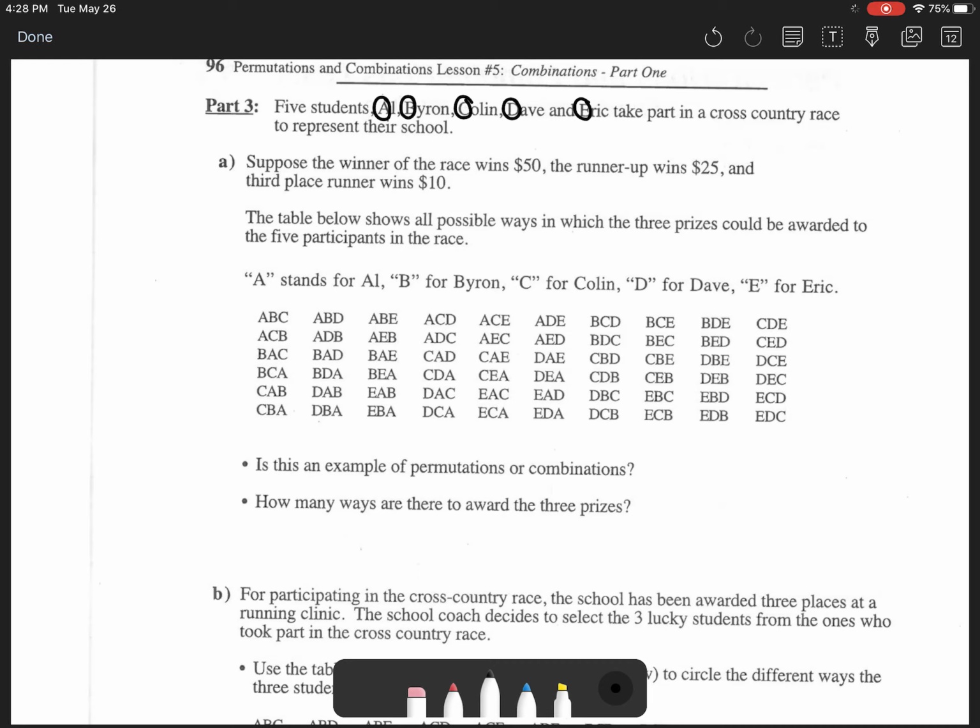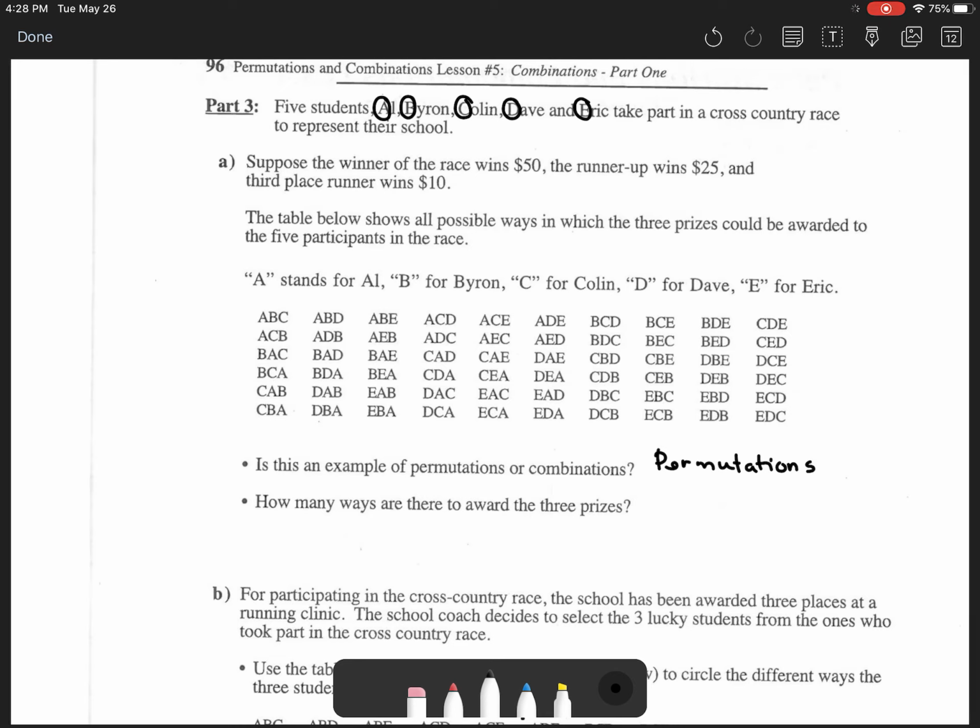The table below shows all the possible ways in which the 3 prizes could be awarded to the 5 participants. And again, they show you A, Al, B, Byron, C, Colin, D, Dave, and E for Eric. So they give you all the possible scenarios there. Is this an example of a permutation or a combination? Well, like I said, this would be a permutation, okay, because order matters where you finish, okay?